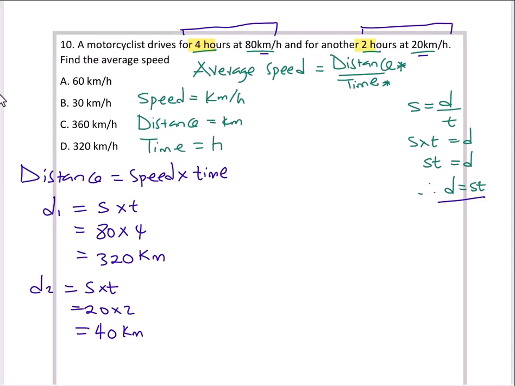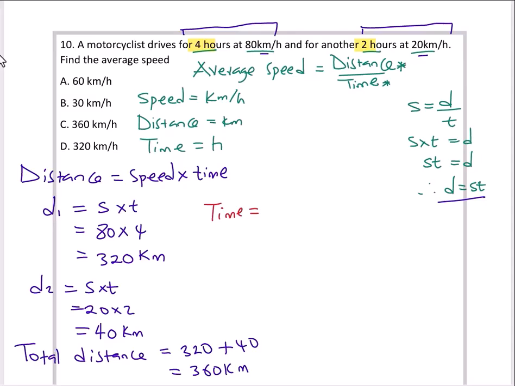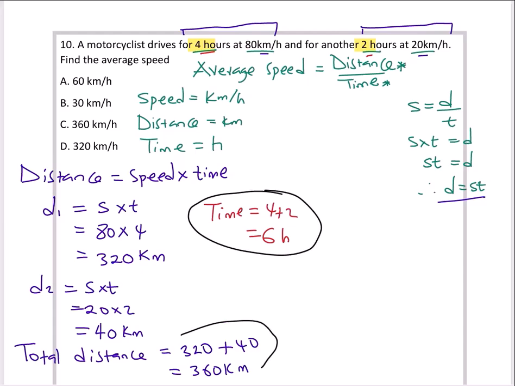Then the total time. So let's solve for total distance first. Total distance is equal to 320 plus 40, and that's 360 kilometer. So this is the total distance covered. Okay, let's solve for the time. So for time, we have the first time is 4 and the second one is 2. So 4 plus 2, and that's 6 hours. Now we have our time and our distance. We can now solve for average speed.